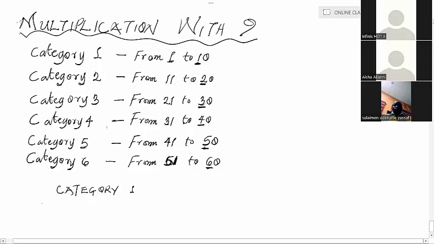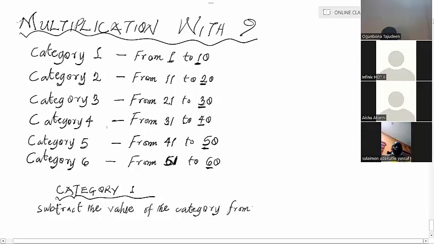Now to multiply with category 1, the first thing you do is subtract 1 from the number. The rule: subtract the value of the category from the number. That's the first digit for you.